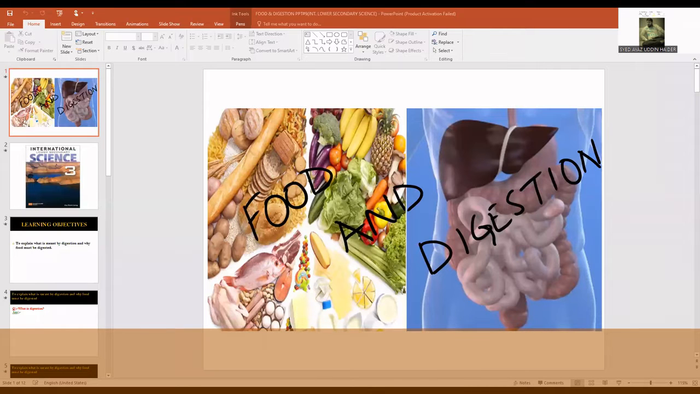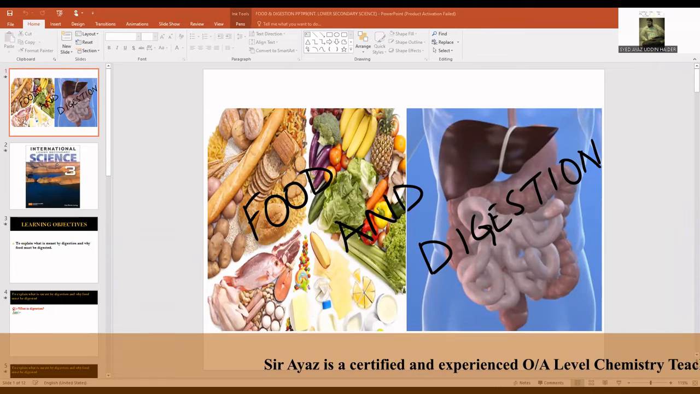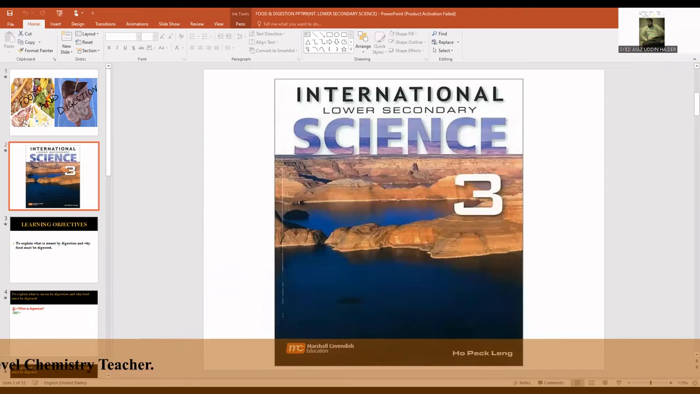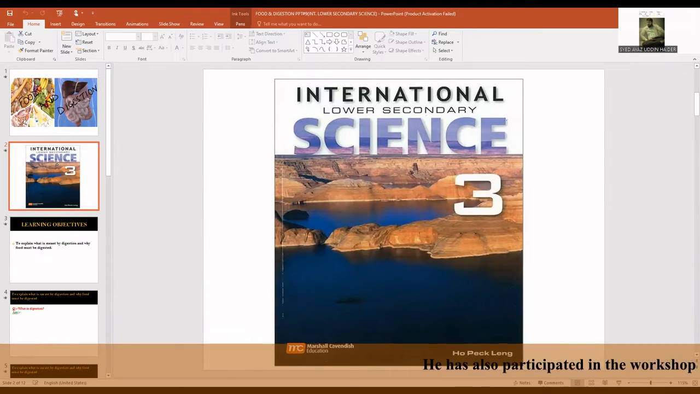I will continue the topic for grade 8 science. The topic is food and digestion and learning outcomes are from the book International Lower Secondary Science Book 3 published by Marshall Cavendish Education.